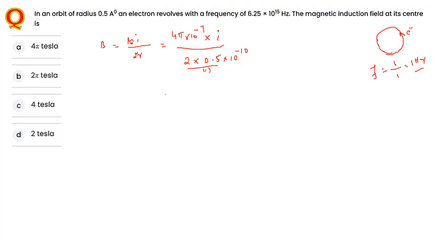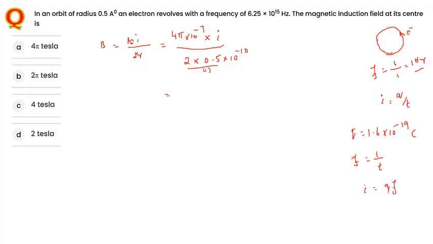Now for current I, what do you mean by current? Flow of charge. So I is equal to q divided by t, charge by time, right? The charge here is q equal to 1.6 into 10 power minus 19 coulomb. And for time, they have given frequency, which is the inverse of time.